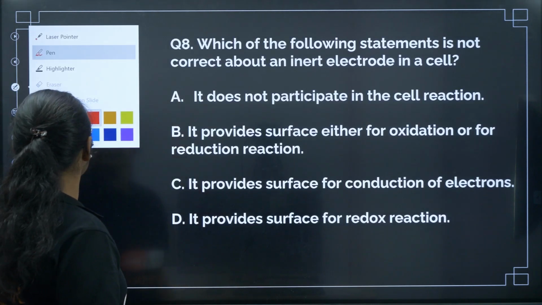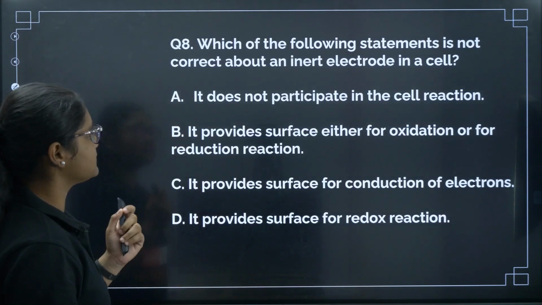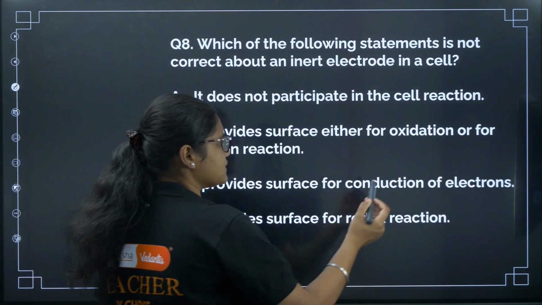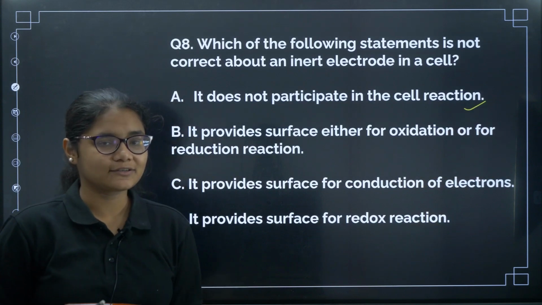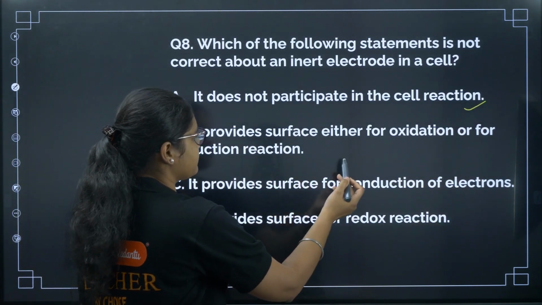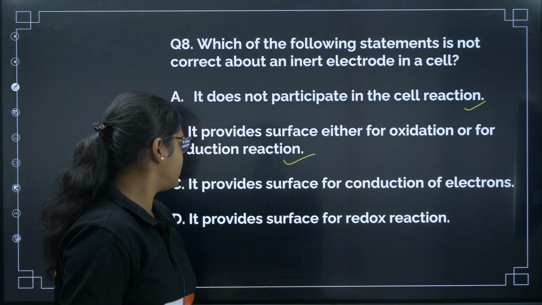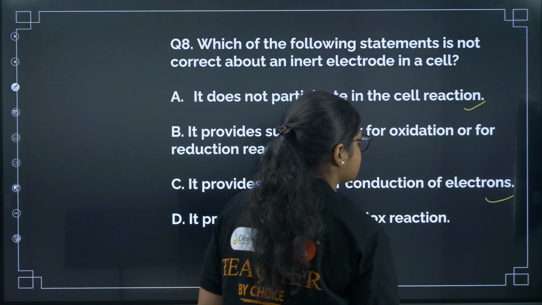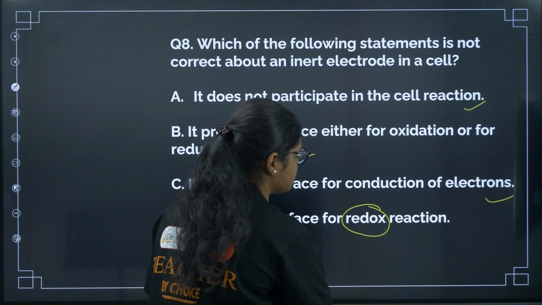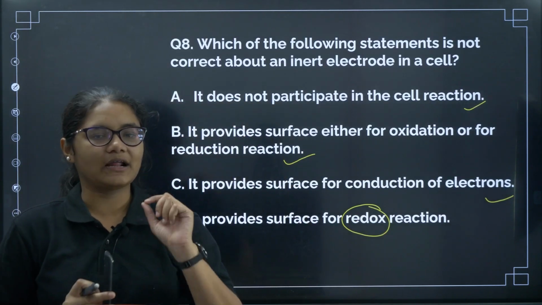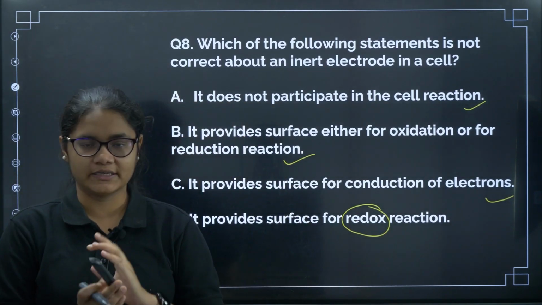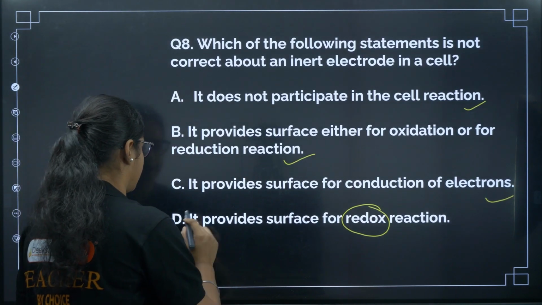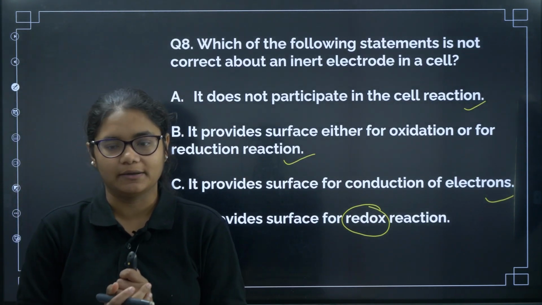Next question. Which of the following statements is not correct about an inert electrode in a cell? So it does not participate in the cell reaction. This is correct. That is the meaning of why it is called an inert electrode. It provides the surface either for oxidation or for reduction reaction. That is also correct. It provides surface for the conduction of electrons. This is also correct. It provides the surface for redox reaction. This is incorrect. On the same electrode, either it can be reduction or it can be oxidation. It cannot have the surface for redox reaction. Okay, so this statement is incorrect. So the correct answer for this question will be option number D.